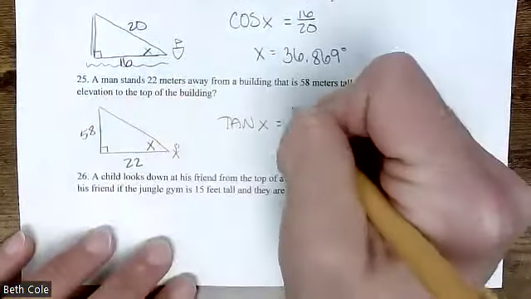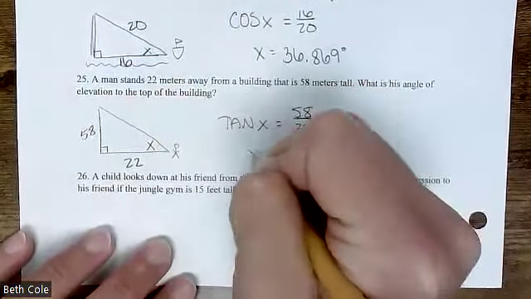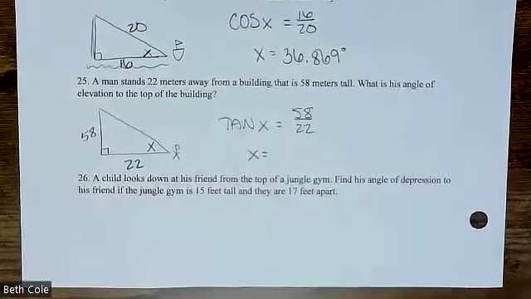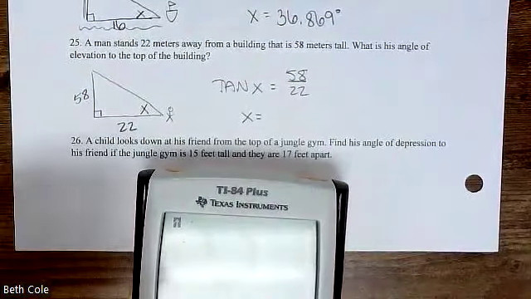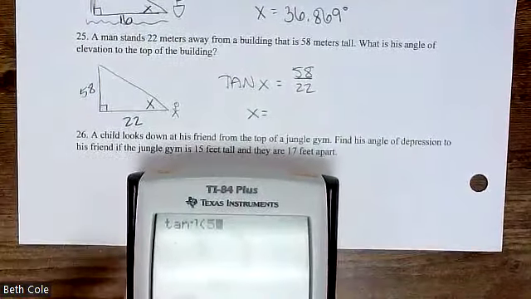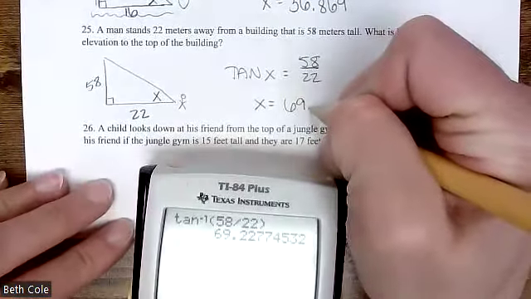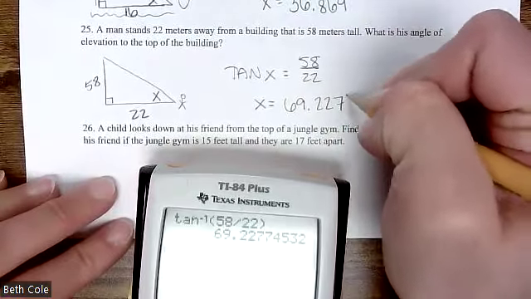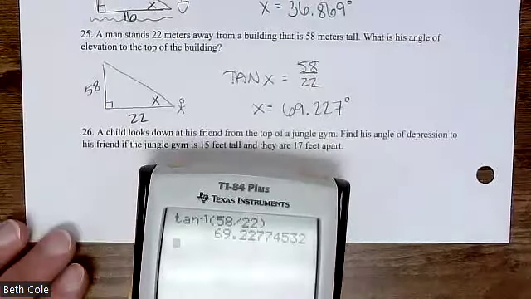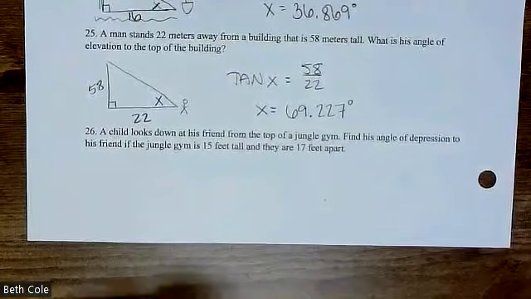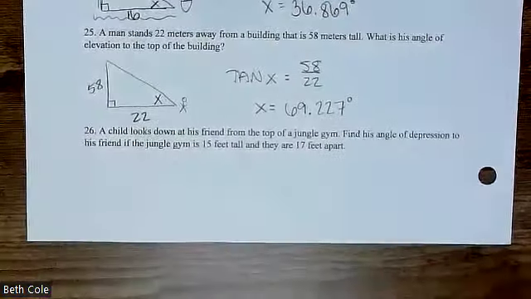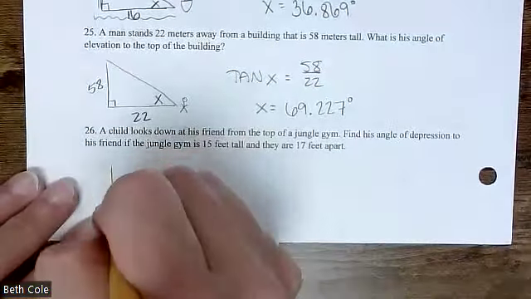All right, so opposite over adjacent. And so you're going to type tangent inverse 58 over 22. And again, do 3 decimal points and put your degree symbol. All right, so one more of these.